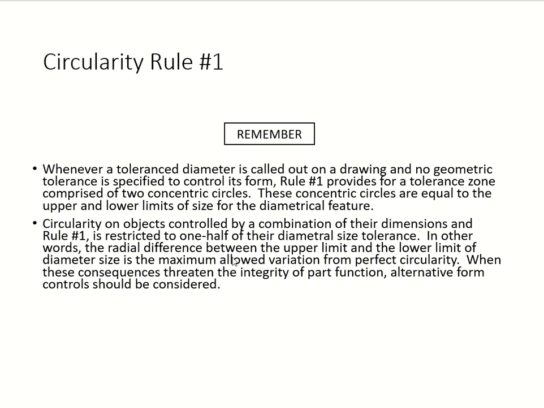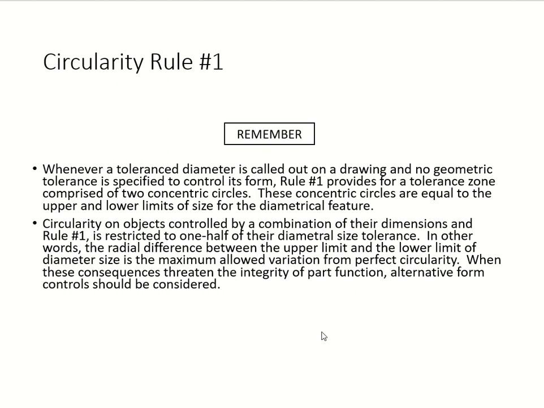So the circularity on objects controlled by a combination of their dimensions and Rule 1 is restricted to one half of their diametral size tolerance. In other words, the radial difference between the upper limit and the lower limit of the diameter size is the maximum allowed variation from perfect circularity.